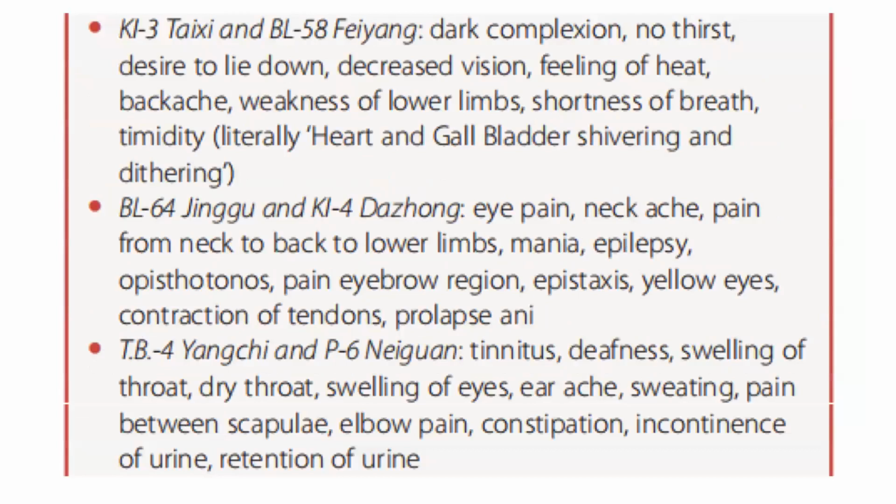Kidney 3 and bladder 58 can be used to treat dark complexion with no thirst and a desire to lie down, decreased vision, a feeling of heat, backache, weakness of lower limbs, shortness of breath, timidity, which literally means heart and gallbladder.